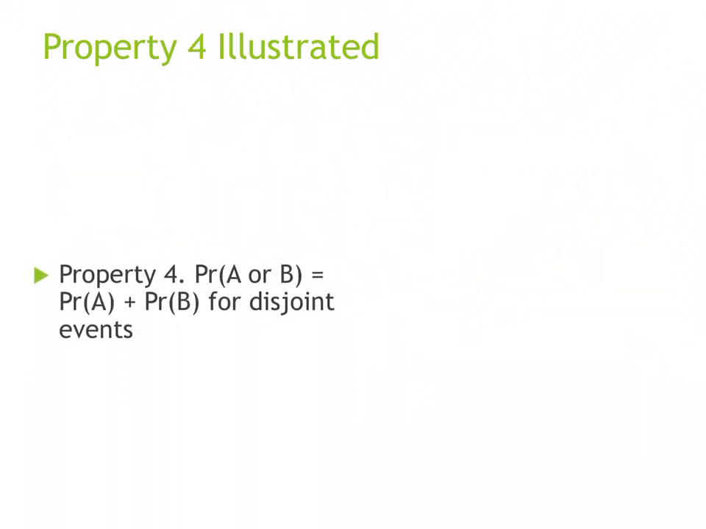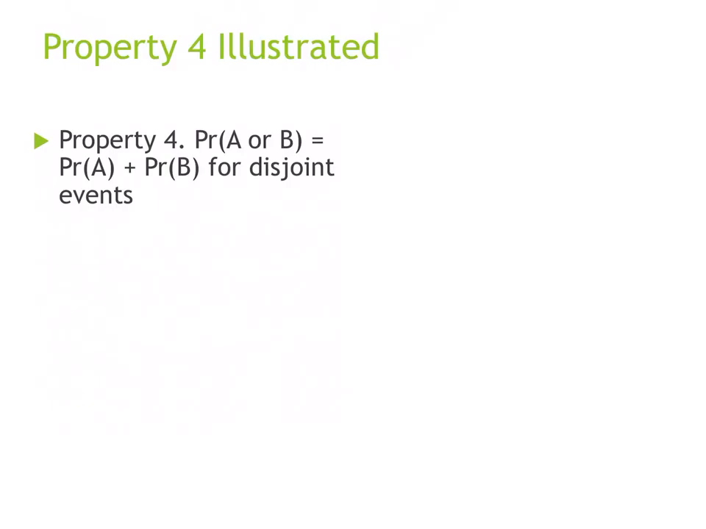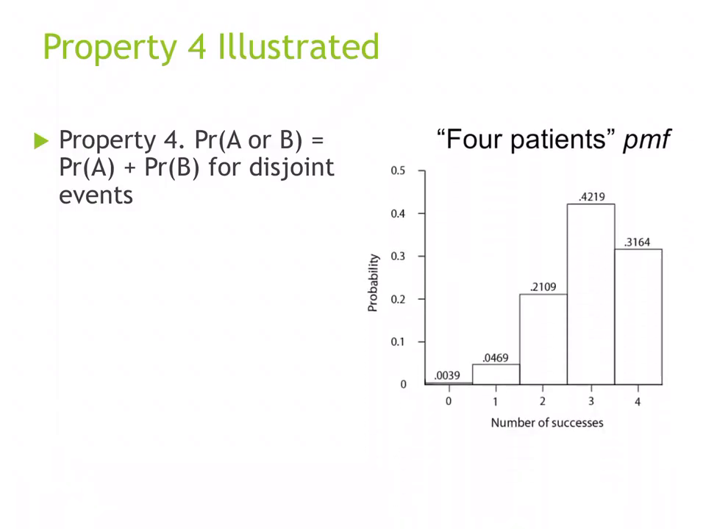Property 4 illustrated. Property 4 is that the probability of A or B is equal to the probability of A plus the probability of B for disjoint events.